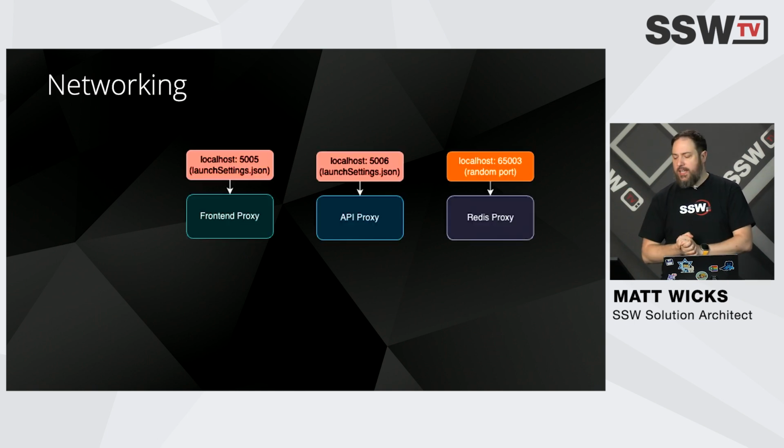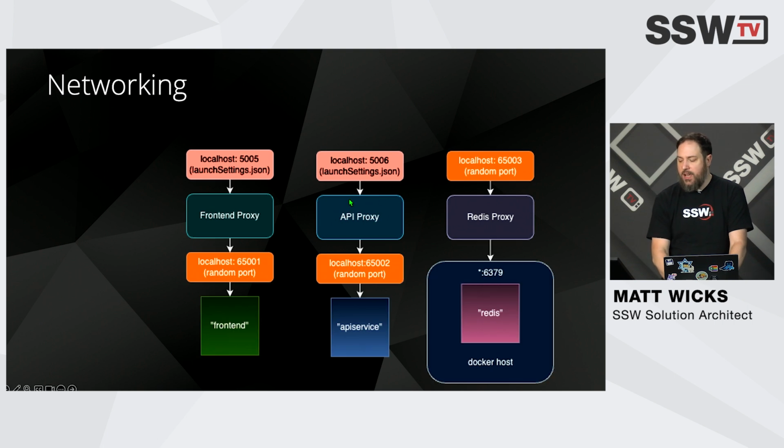Aspire goes in and it says, "Hey, look, your front end had a launchSettings.json. That's kind of been there forever, maybe not as a JSON file, as a different file, but it's got a port specified. Oh, and your API proxy has a port specified. So I'm going to respect that. You want a Redis proxy as well? Okay, I'll give you a random port for that because that could be anything. But these ports will kind of be consistent as you run."